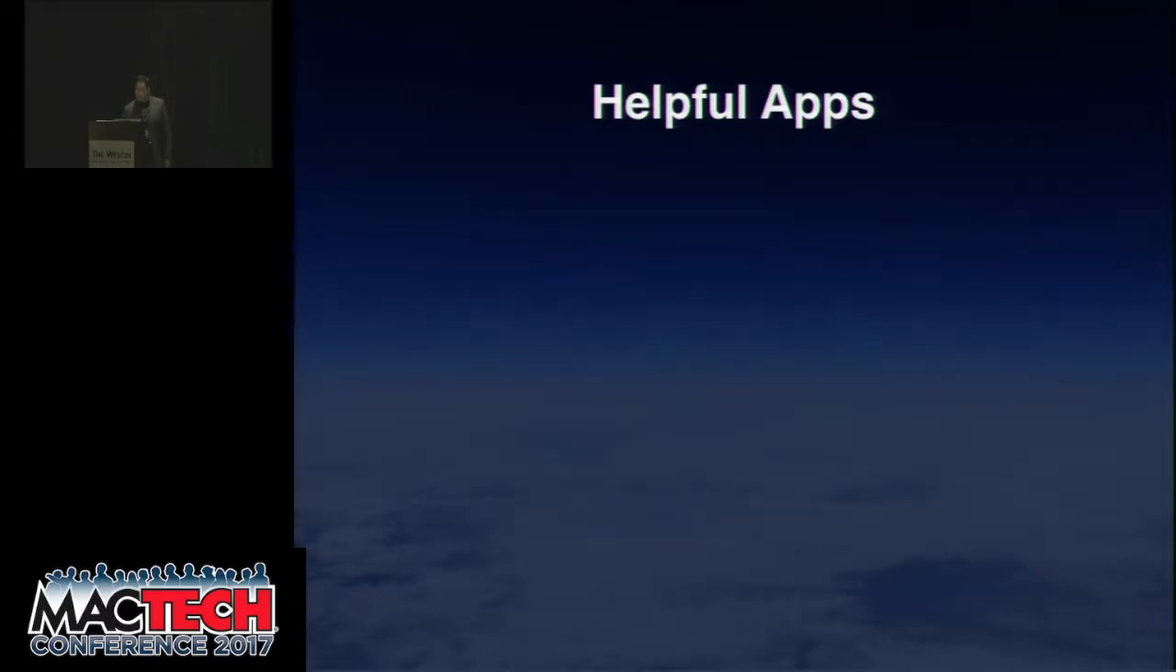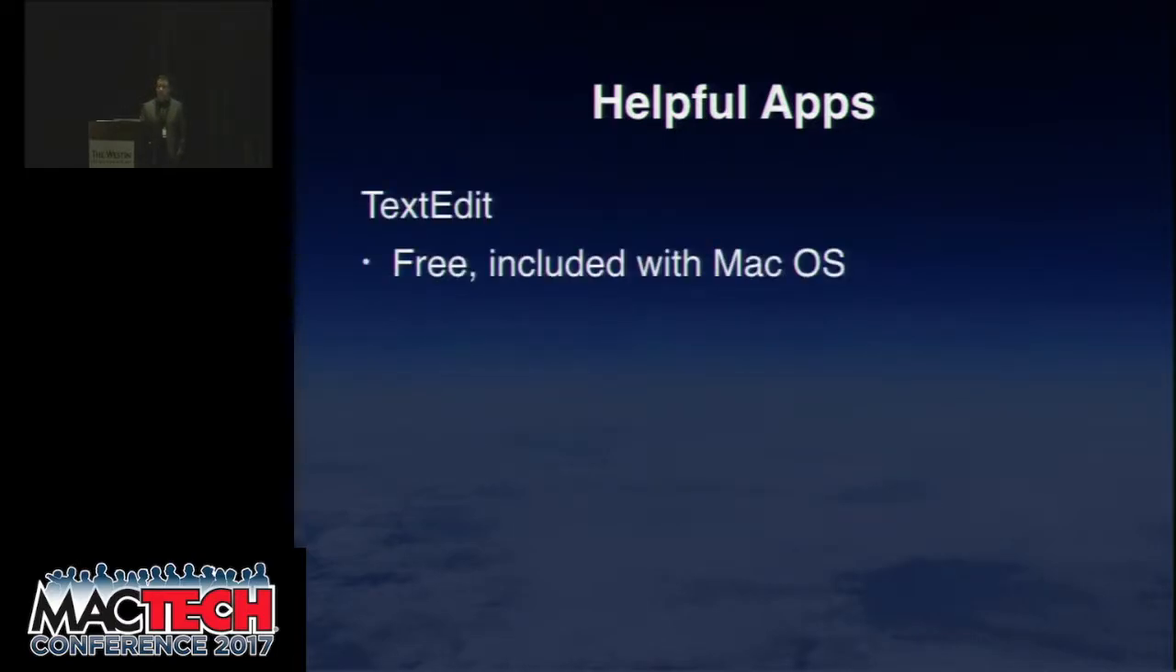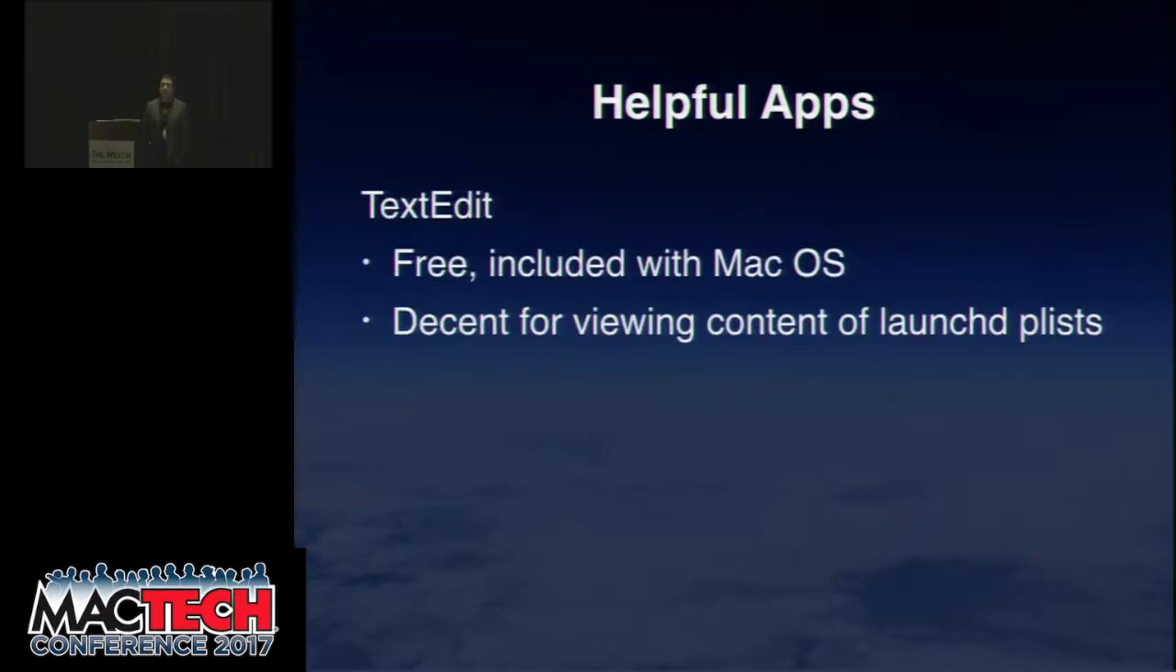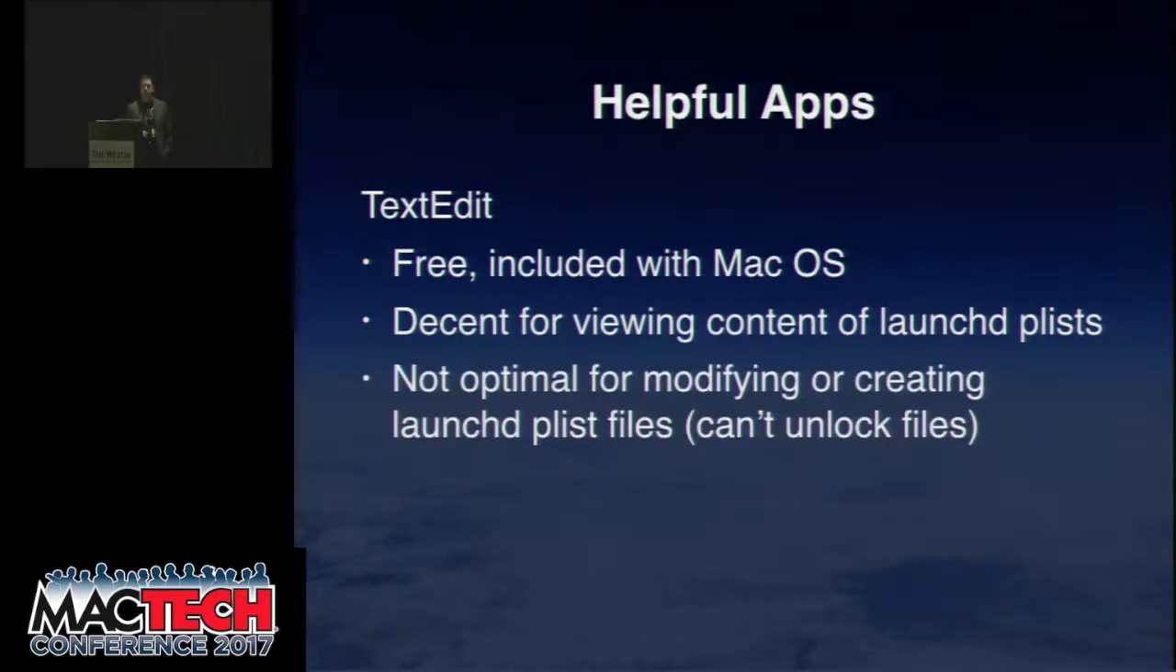There are 5 apps that I'll be using today that I find helpful when working with launch daemons and agents. The first one is TextEdit. It's free. It's included with the Mac OS. It's decent for viewing the contents of LaunchD plist files. However, it's not optimal for modifying or creating new LaunchD plist files because it can't unlock them.